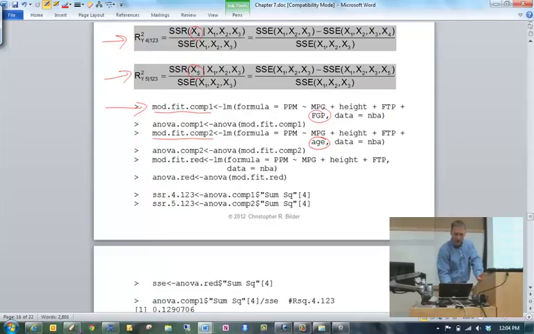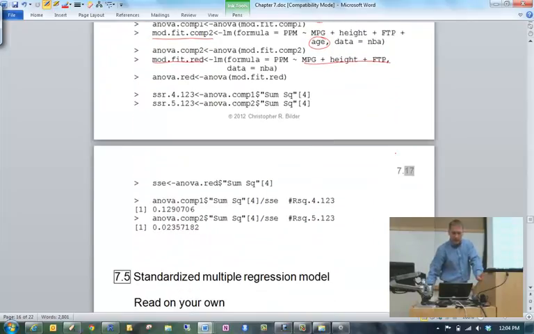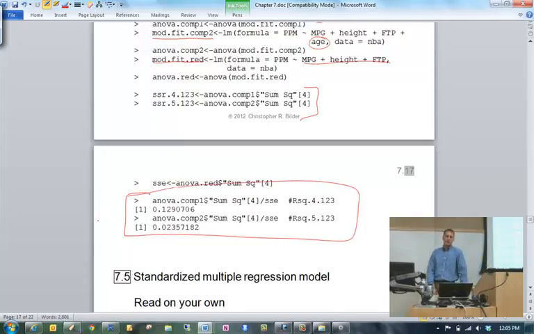And then I also look at my reduced model, just like what I did before. Notice you do not see field goal percentage or age in it. Again, use the ANOVA function. And I'll let you look at the details on your own. I pull out the necessary sums of squares that I need and do the corresponding math. So the first one corresponds to field goal percentage. The second one corresponds to age.